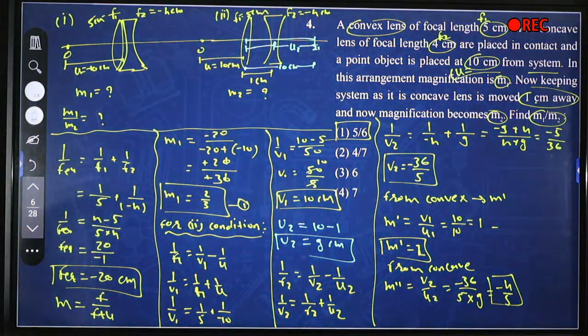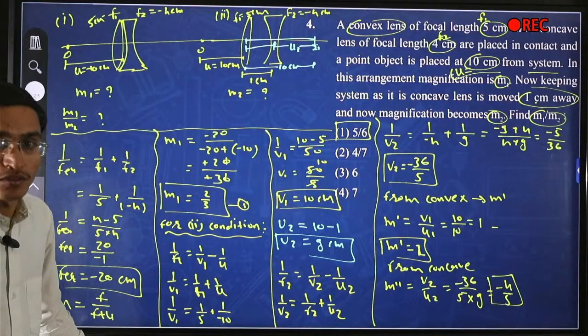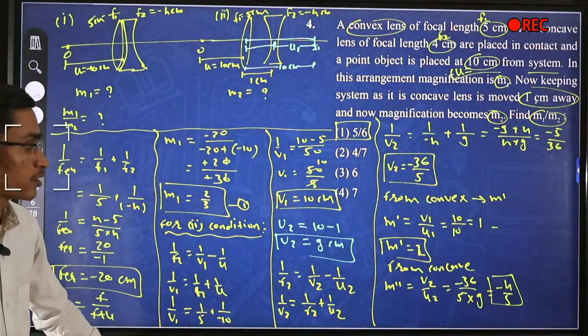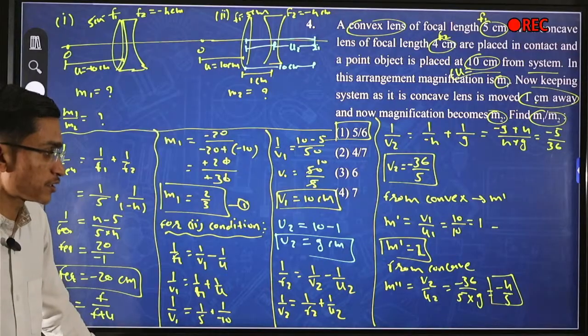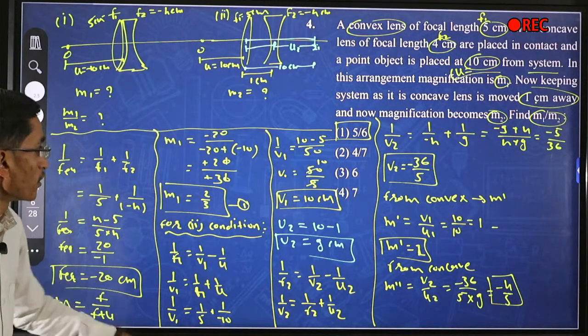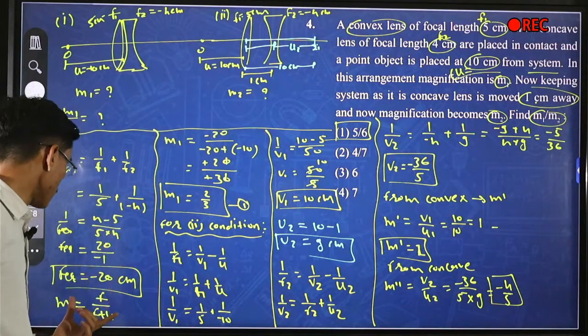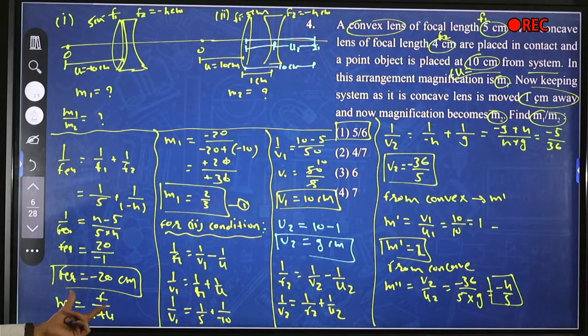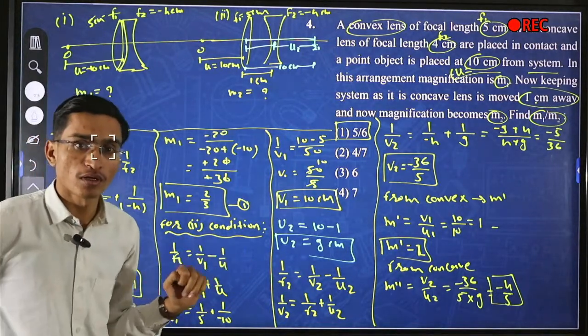So this is a little lengthy question. We have to calculate 4 or 5 quantities, meaning 4 or 5 values. In all these questions, we simply use the formula of magnification and the lens maker formula. Nothing more.